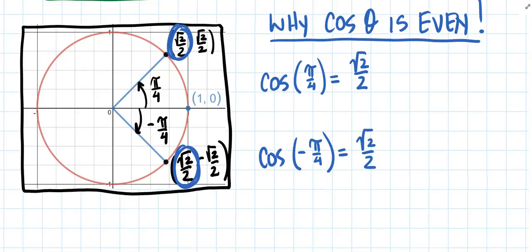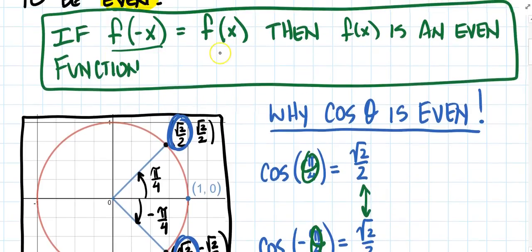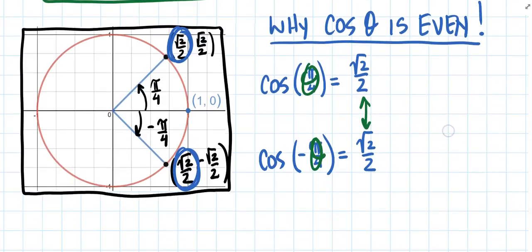So are you noticing here that the cosine of theta, if I call that theta, and the cosine of negative theta are equal to each other because they share the same value of radical 2 over 2. Remember, this is what it means to be an even function: f of negative x and f of x are the same value. And here is one example of how they are.